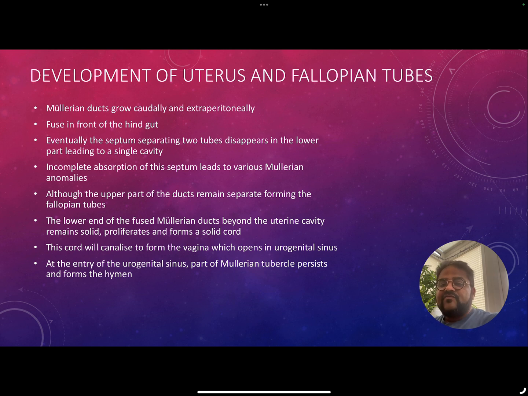The lower end of the fused Mullerian ducts beyond the uterine cavity remains solid. It proliferates and forms a solid cord, which will canalize in future, forming the upper 2/3 of the vagina, which opens in the urogenital sinus. The upper 2/3 of the vagina is from the Mullerian duct, and the lower 1/3 of the vagina is from ectoderm, and that is the sensitive part. At the entry of the urogenital sinus, part of the Mullerian tubercle persists, and it forms the hymen.